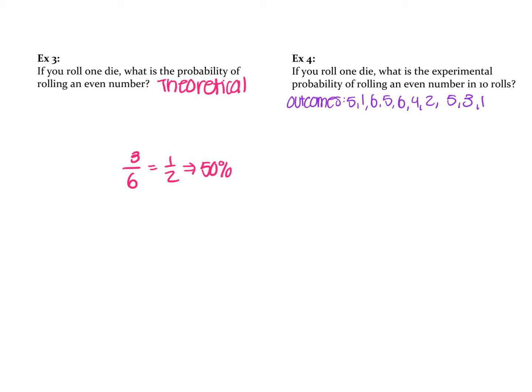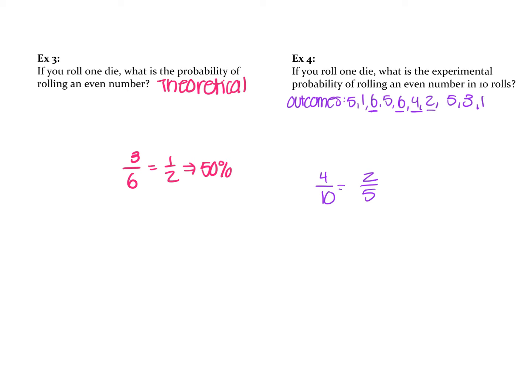So this is where you can see the difference: with experimental probability, we calculate the probability based off the results of the experiment that I did. The total number of trials I did was 10. So I'm going to look at, of the 10 trials, how many times did I actually land an even number? You can see I landed a 6, 6, a 4, and a 2. So that would be 4 times, which I'm going to simplify to 2 over 5. And that would be my probability of rolling an even number in the 10 rolls.